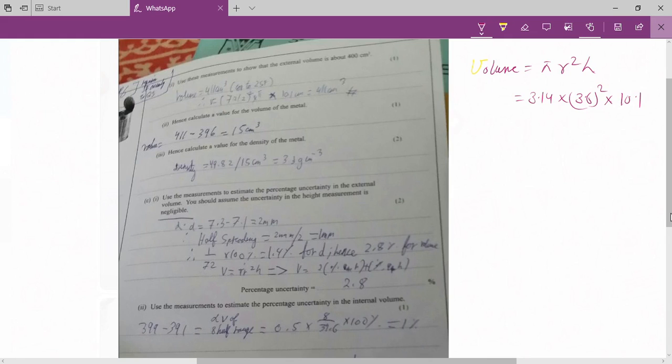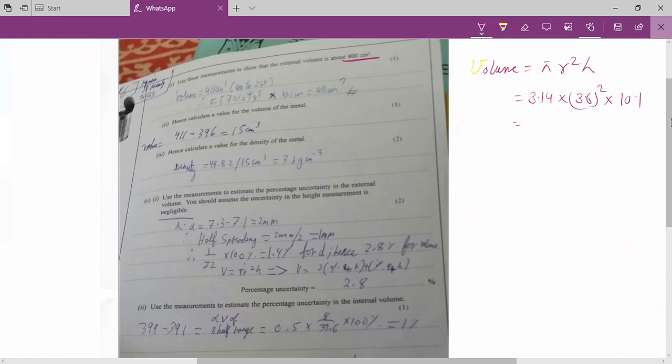Now, do you have a calculator? Yes. Okay, you can calculate this one. Whatever comes will be your answer. They are asking about 400 centimeter cube. First calculate how much you are getting there. I think approximately 400, a little bit more or less. Times 10.1, I'm getting 114.22. How is it possible? Oh, wait, I forgot to square it. That's why.